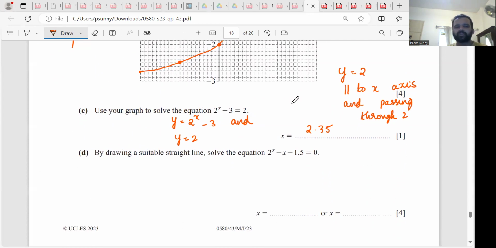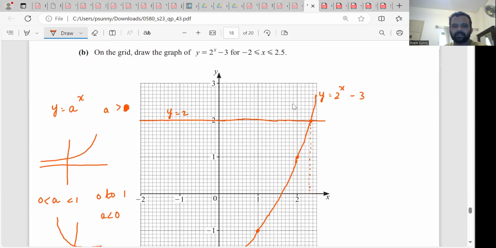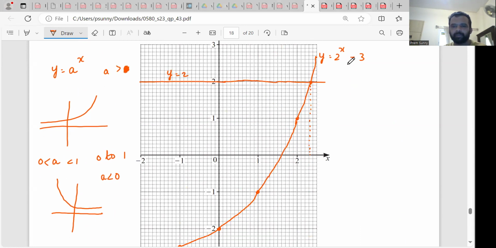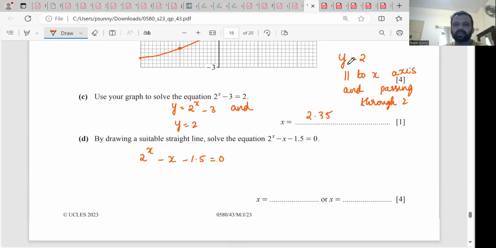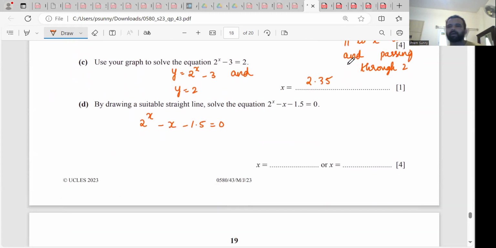By drawing a suitable straight line, solve the equation 2 to the power of x minus 1.5 is equals to 0. If I go back and check, the curve that I am having here is 2 to the power of x minus 3. Somehow I need to make my left hand side 2 to the power of x minus 3. Just keep this in mind.